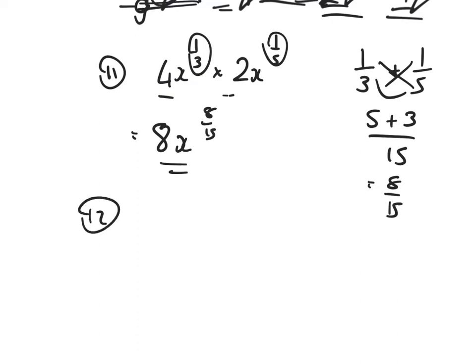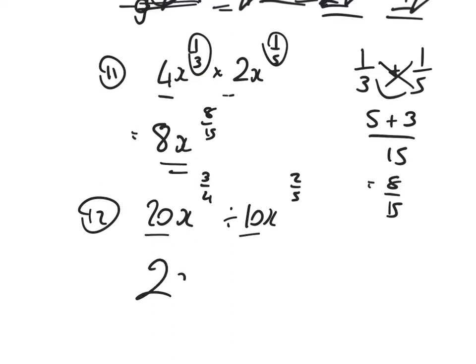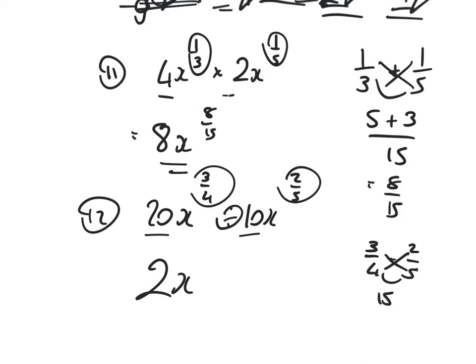Example 12. 20x to the 3/4 divided by 10x to the 2/5. Well, 20 divided by 10 is 2. We're dividing, so we're going to subtract the powers. So 3/4 minus 2/5. 3 5s are 15 minus 2 times 4 is 8 over 4 5s are 20. So that's 7 over 20. Final answer, 2x to the power 7 over 20. Okay, example 12.